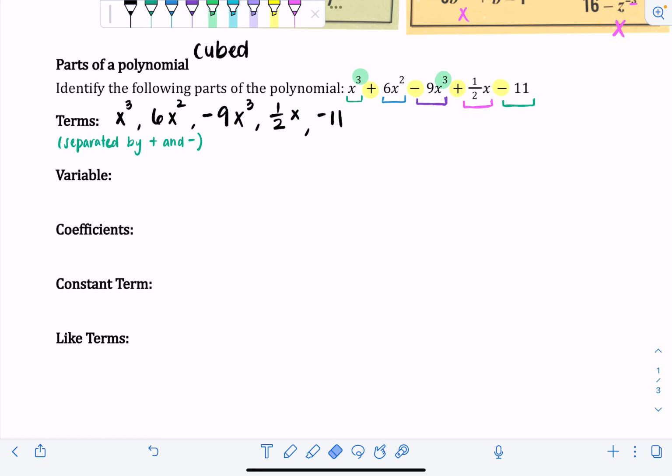Okay, so for the next section, variable, variable is just the letter, right? So if you had multiple, you would list multiple, but ours only has x. That's the only letter or unknown that we have in our entire expression. So for our variable, it would just be x. And if you want to, you can leave a note that it is the letter, or letters, depending on if there is more than one type.